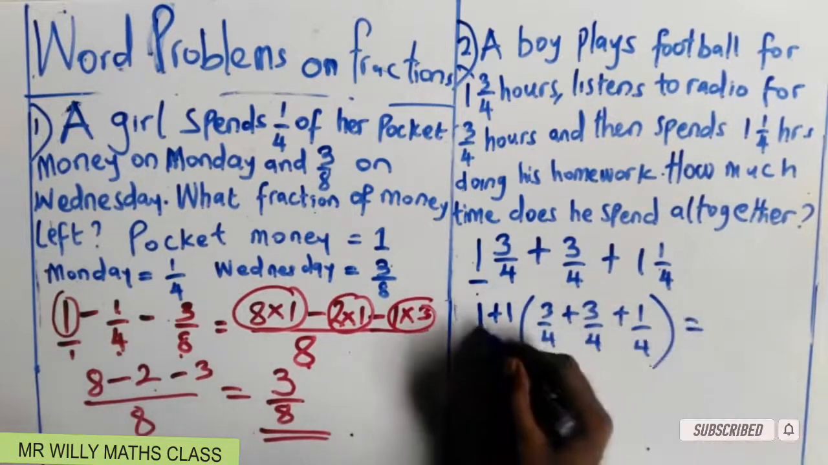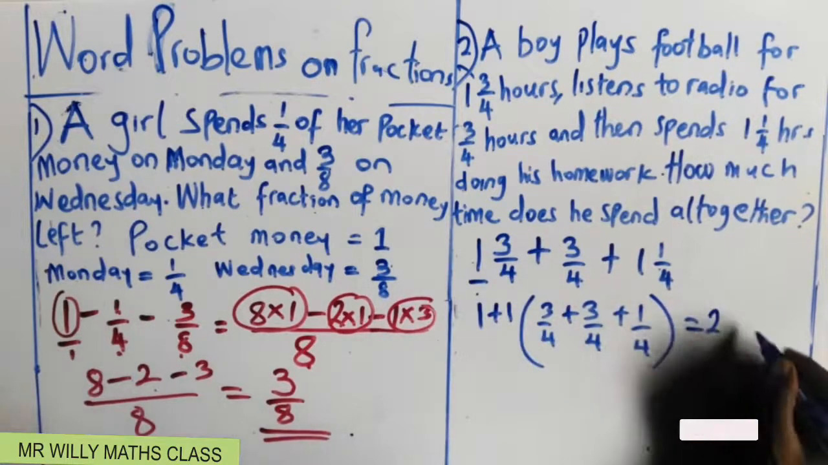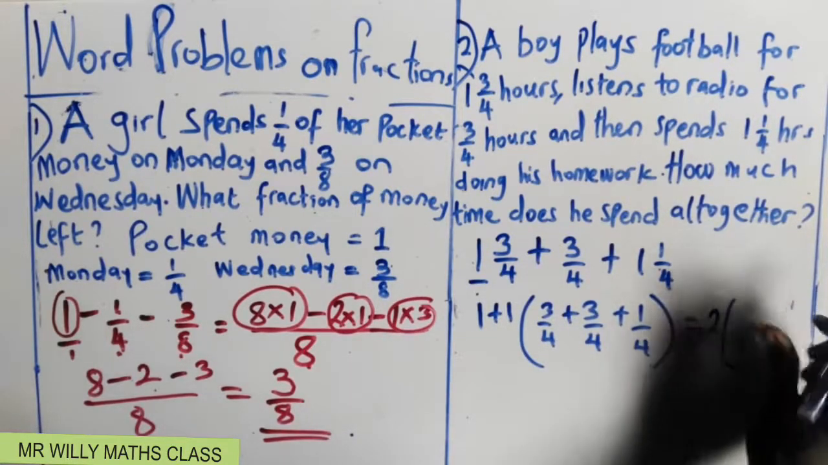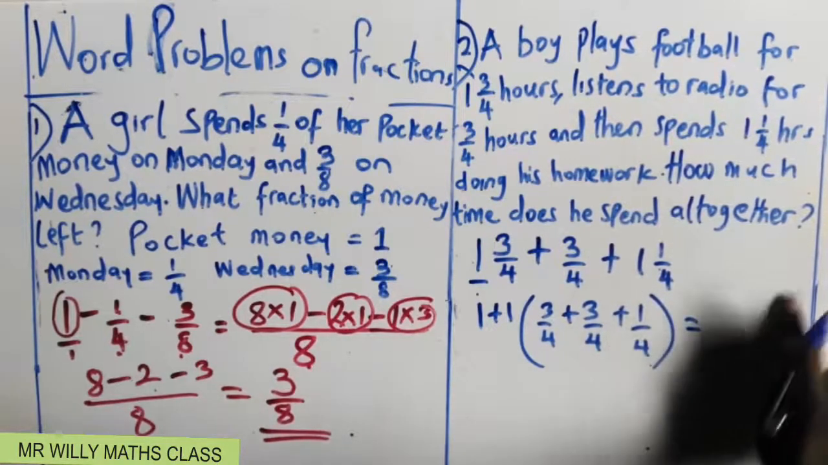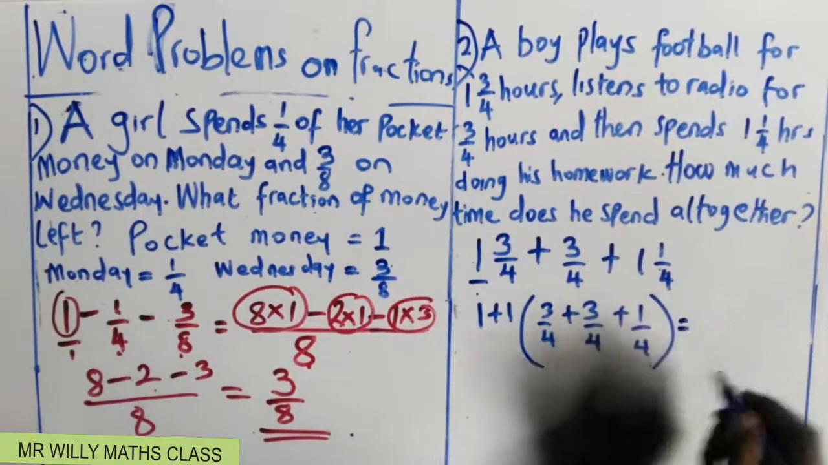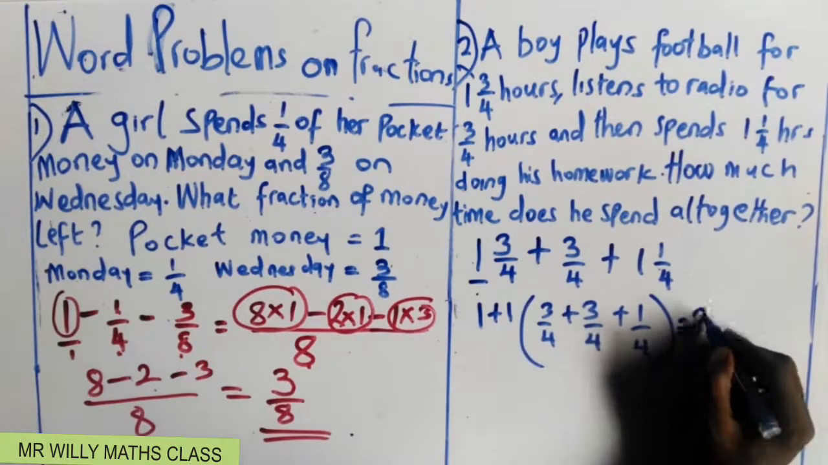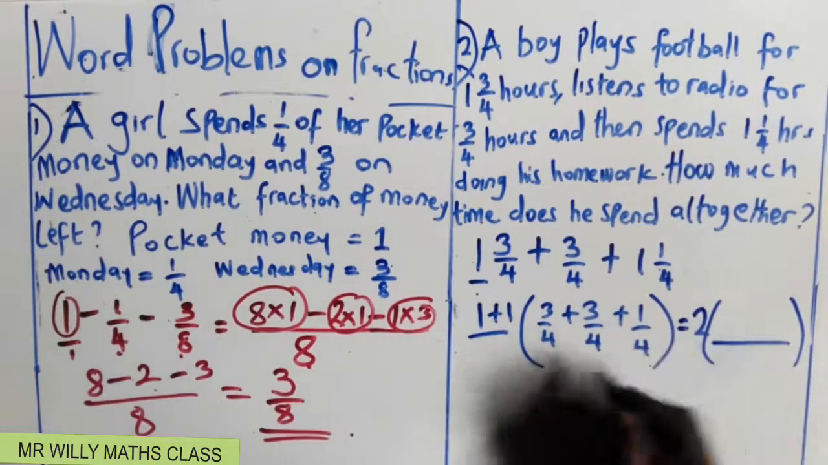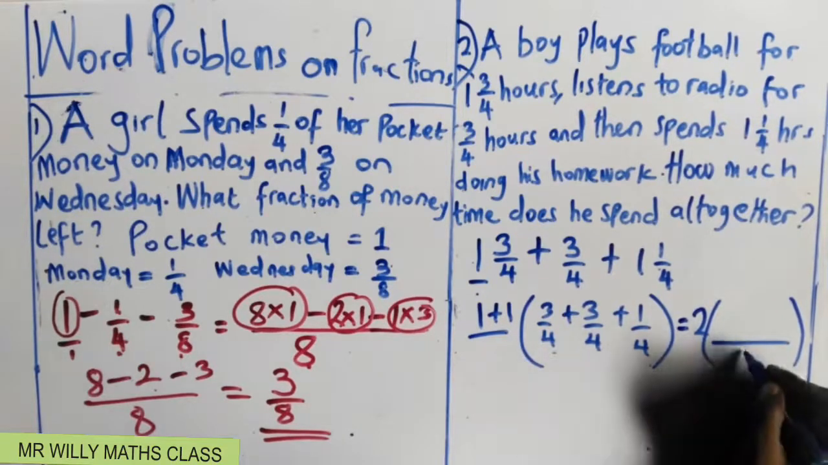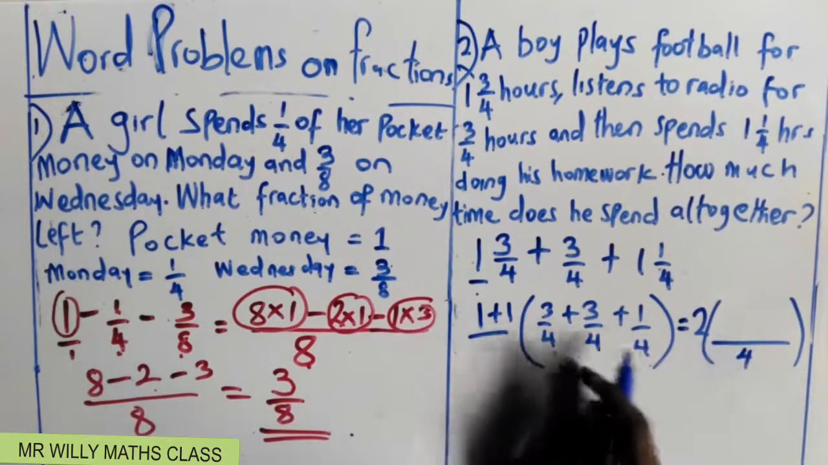So that will lead us to 1 plus 1 is 2. Let's manage the space. So 1 plus 1 is what? Is 2. Then what about the bracket? The LCM will still be what? Will still be 4, since the denominator is the same thing.